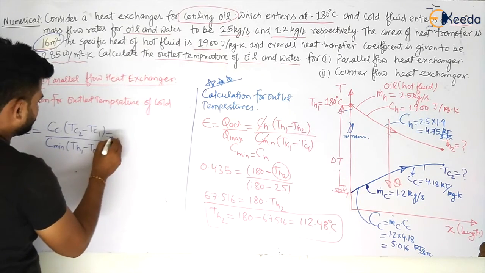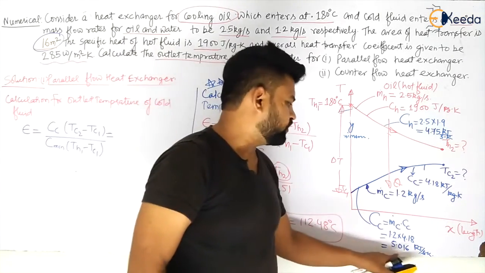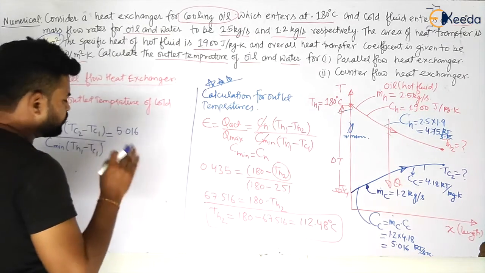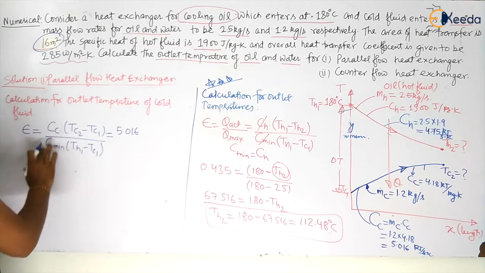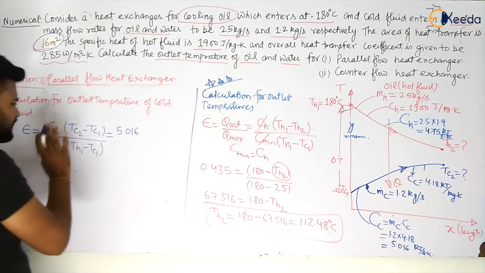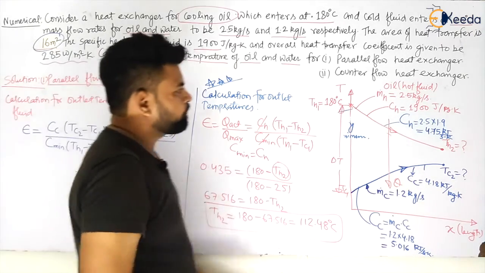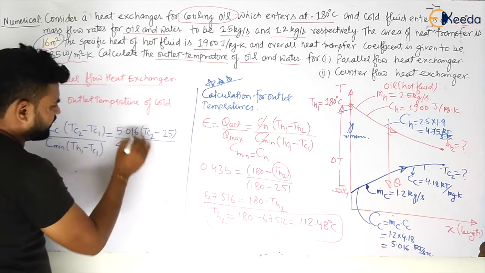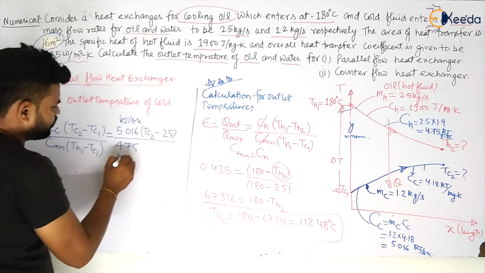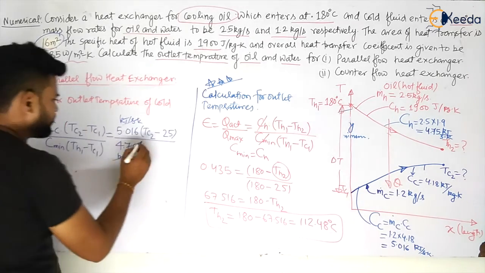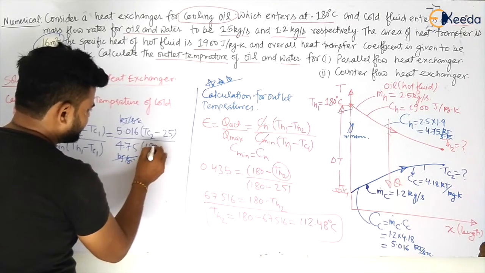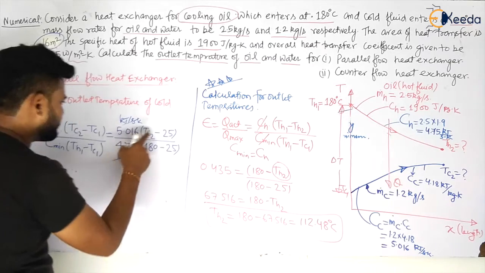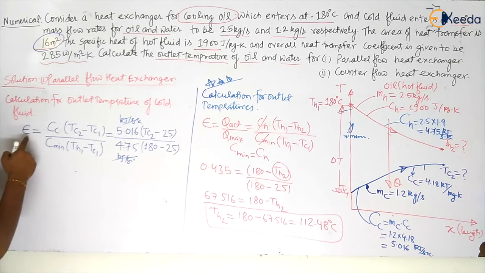So what is your Cc, my dear students? The heat capacity Cc for this cold fluid is 5.016 kilojoule per second Kelvin, but I have to take both in the same units. What is your C minimum value? C minimum is 4.75. Units are the same now, in kilojoule per second Kelvin, so no problem. Now TH1 is given to be how much? 180 degrees Celsius, my dear students, minus what is your TC1? TC1 is 25, sir. So can we calculate the value of TC2? Yes, sir, we can calculate the value of TC2.